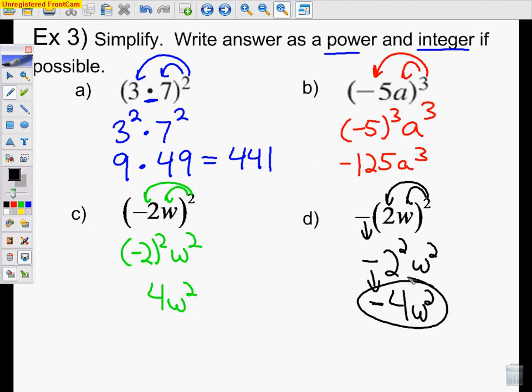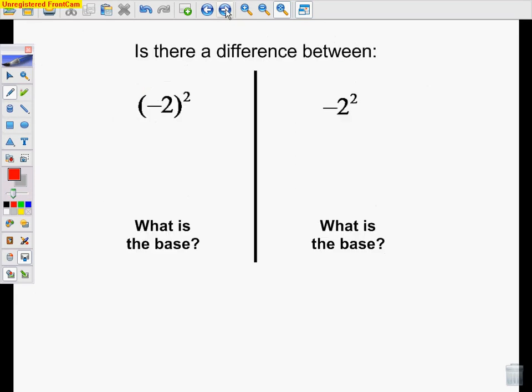A lot of times when I deal with negatives on the outside of a parentheses, I like to think of them as being a negative 1. It's like you're multiplying your answer by negative 1. Okay? Good.